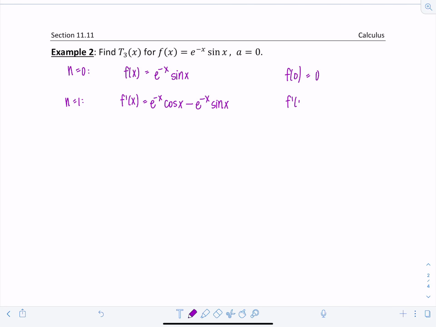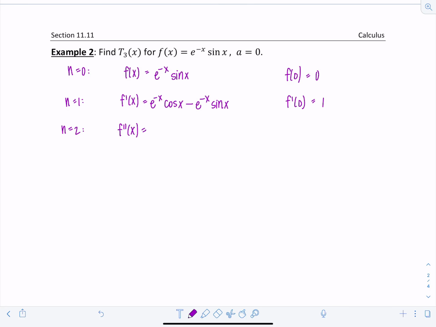So f prime of 0 is going to be, well, let's see. E to the 0, that's 1. Cosine of 0 is 1. And then the second term's just going to be 0. So this is 1. N equals 2, again with that product rule.